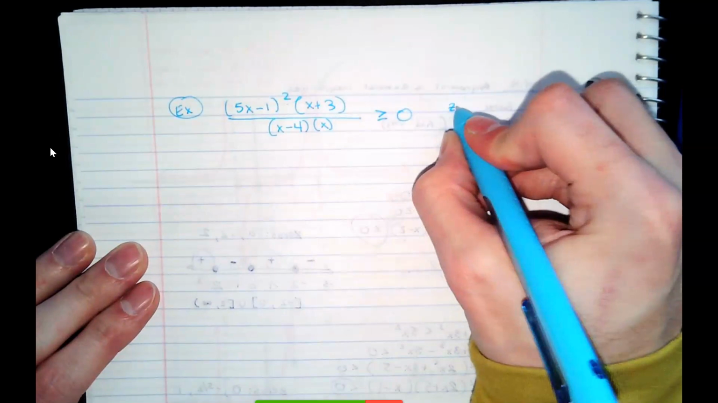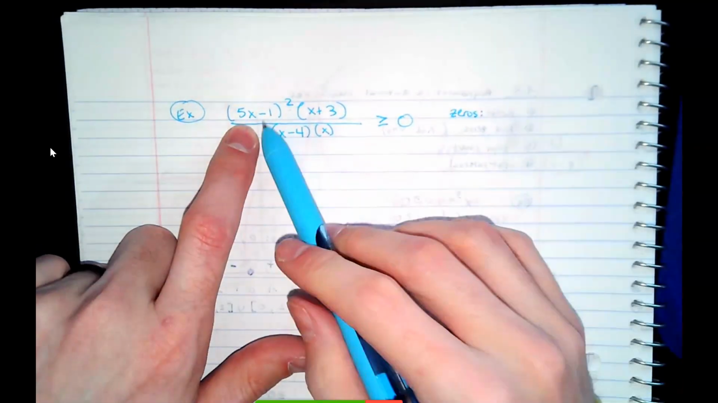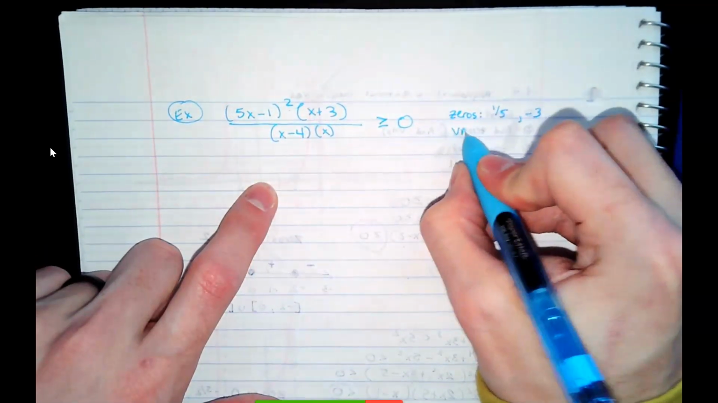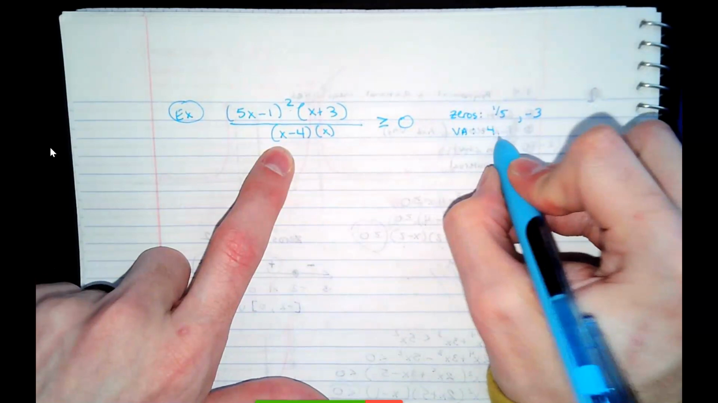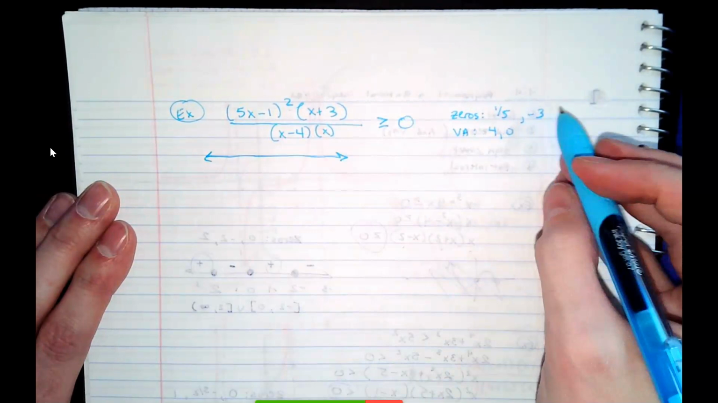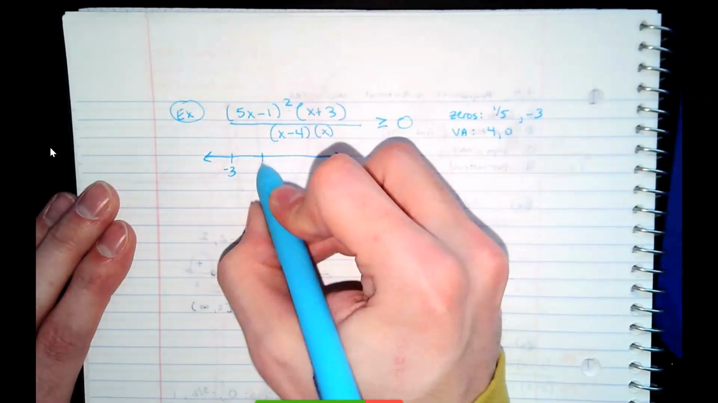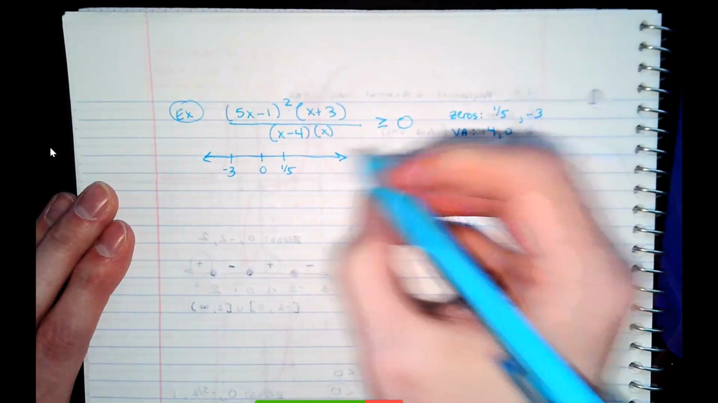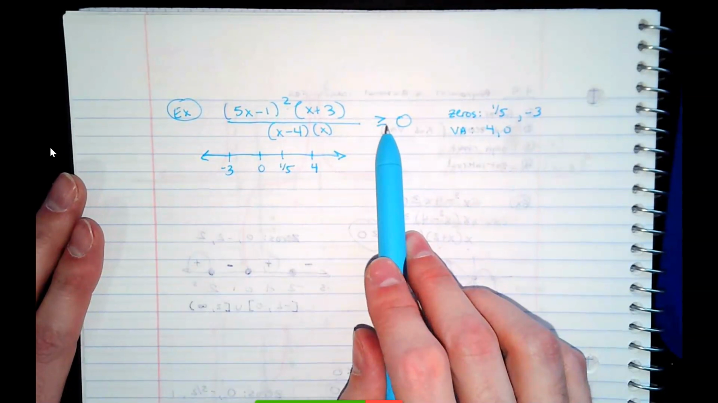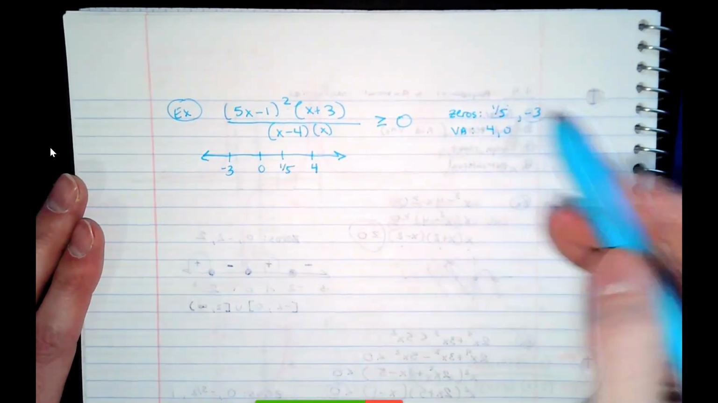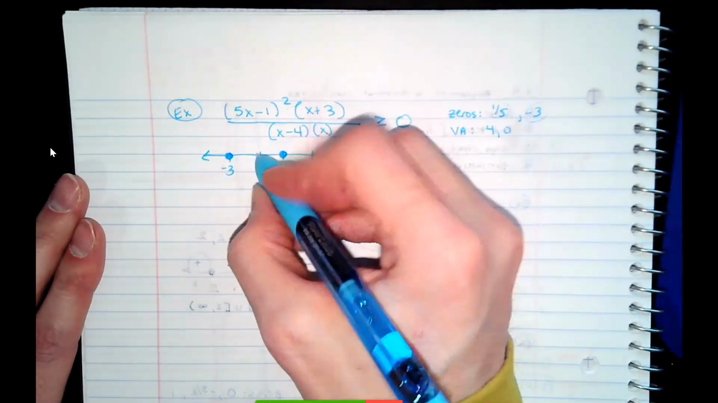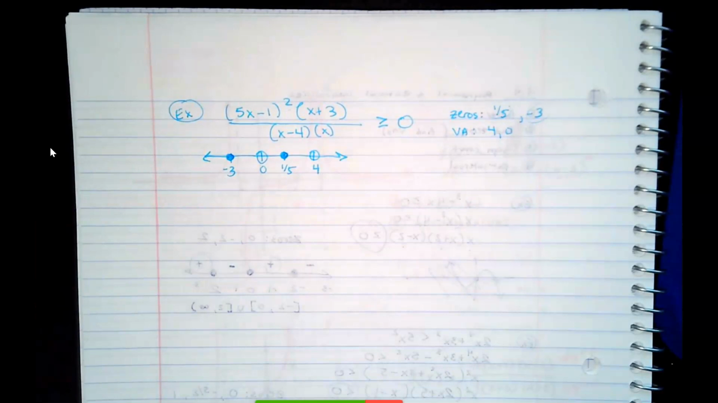So we find our zeros. It's already factored. 1/5, -3. Vertical asymptotes, 4 and 0. All of these numbers go on the number line. -3 is the smallest, and then 0, and then 1/5, and then 4. We're allowed to equal 0, so we're allowed to be these points. Vertical asymptotes are not in the domain, so they cannot be included regardless.